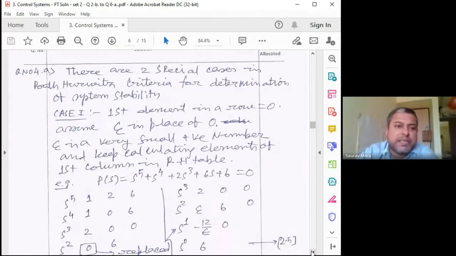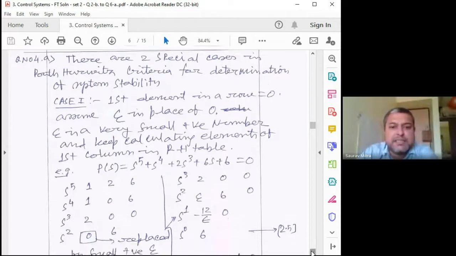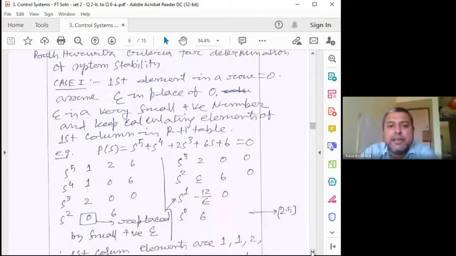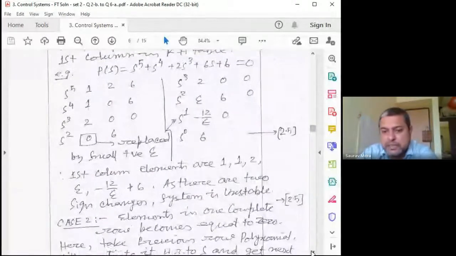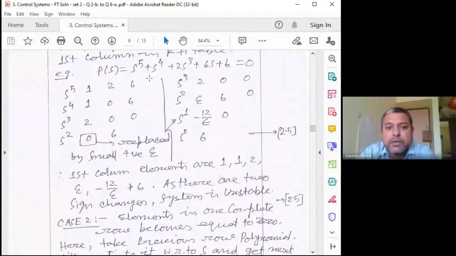So there are 2 special cases in RH criterion. First case is all elements in a row are equal to 0. For that, this numerical you should remember beforehand, because otherwise during the exam you cannot invent this kind of numerical for which one whole row will go to 0. So you have to remember this. This is a theory question, it has to be supported by numerical, but you have to remember this.